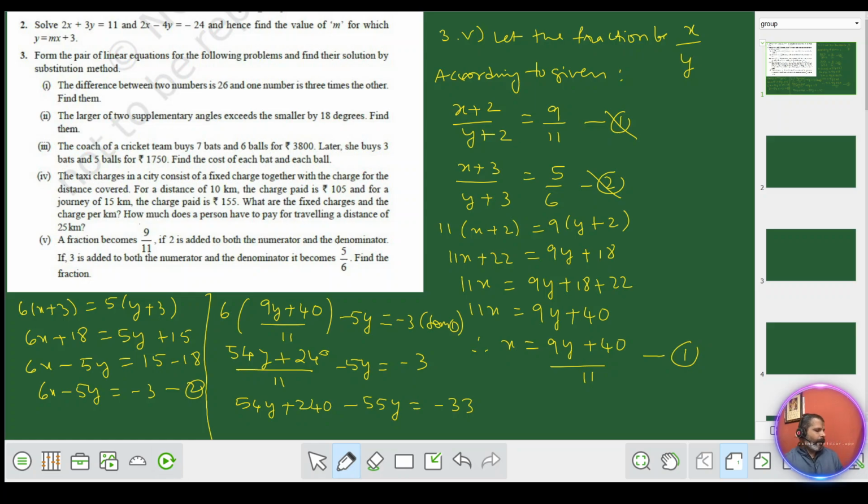Okay, I hope I've done properly. 18 plus 22 is 42, right? At 40. Oh, my mistake. That's the reason. See, this becomes minus here. So minus 4 will come here. So this will be minus 4. Please correct yourself. This will be minus 4. I'll do this part again.